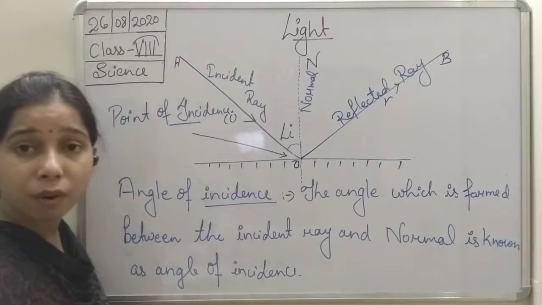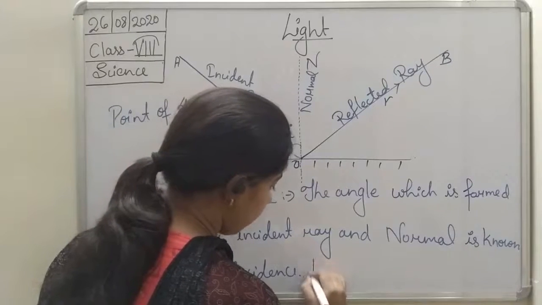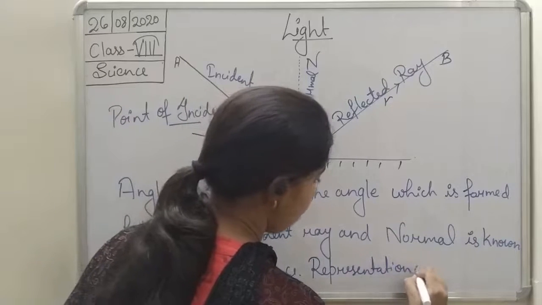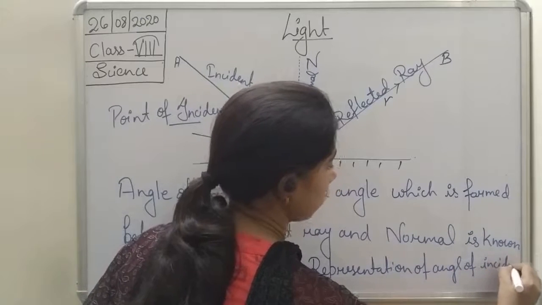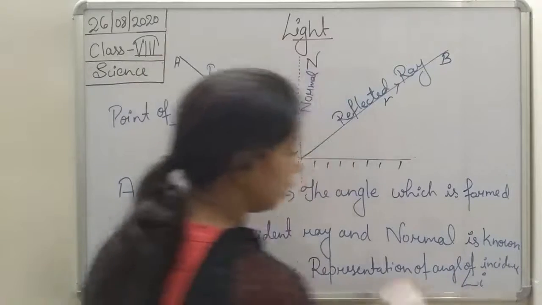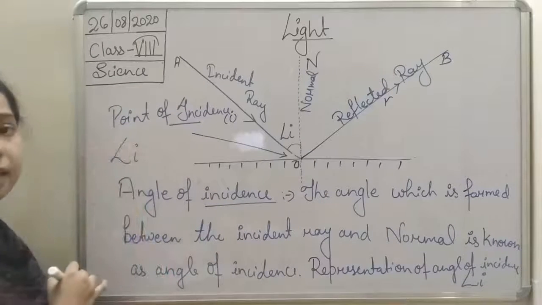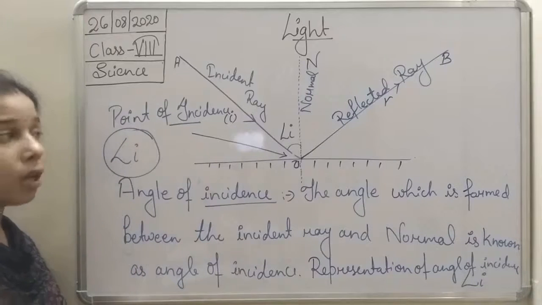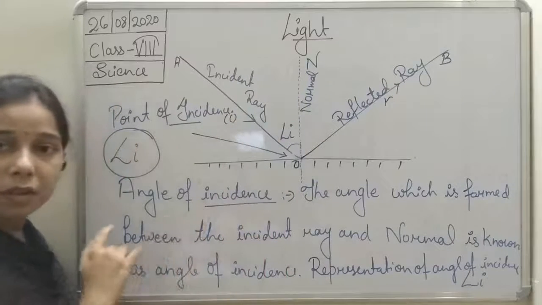And we represent the angle of incidence by the angle I. Students, so we represent the incident ray's angle by angle I. This is the angle I, so this is the angle of incidence. The angle which is made by the incident ray and the normal ray is known as the angle of incidence.